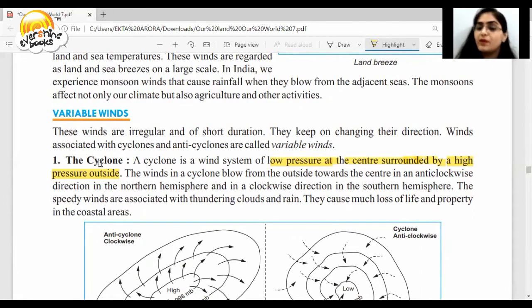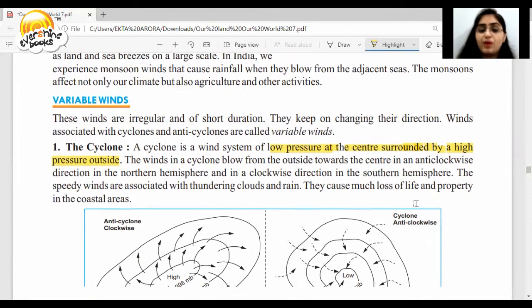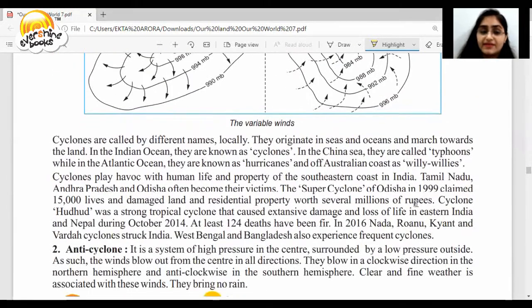Now, first we'll talk about cyclone winds and then we'll talk about anticyclone winds. They are the winds of low pressure at the center surrounded by high pressure outside. The winds in a cyclone blow from outside towards the center in anti-clockwise direction in the northern hemisphere and in clockwise direction in the southern hemisphere. The speedy winds are associated with thundering clouds and rain. They cause much loss of life and property in the coastal areas.